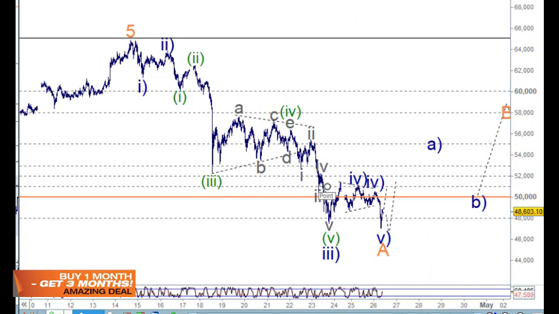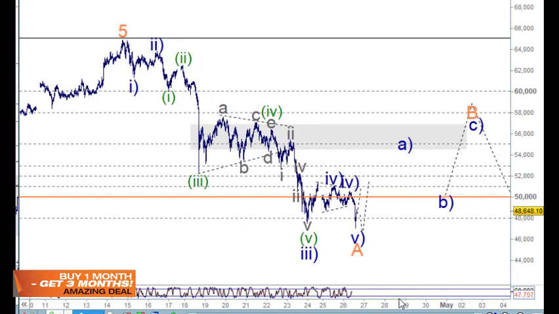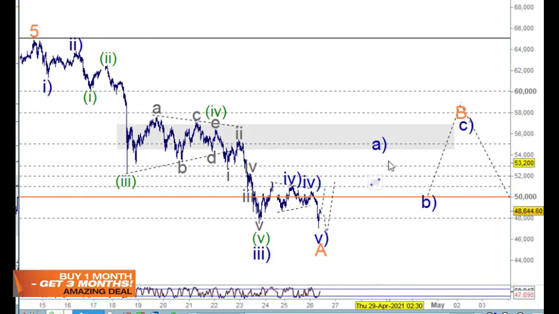And of course, the rally would be looking at this block here as the resistance there. That would be where the supply is at that point. So yeah, and an ABC pattern here for this.